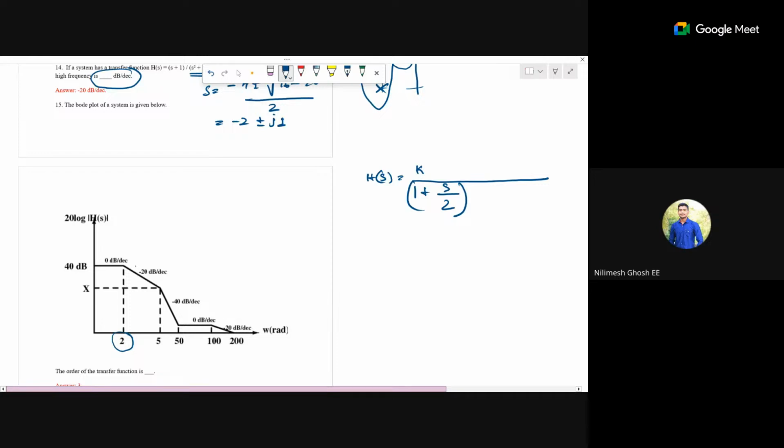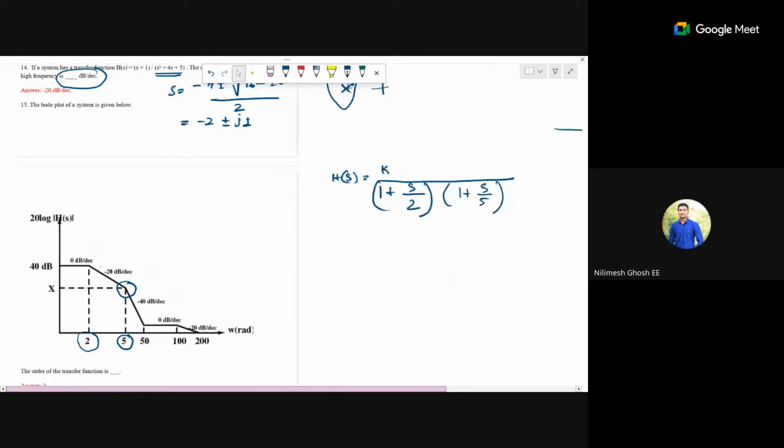Now at omega equal to 5, there is also a corner frequency. The slope is changing. Now what is the slope change? Minus 20. Yeah, previously it was minus 20, now it is minus 40. So the slope change is minus 20, and it will be 1 plus s by 5.